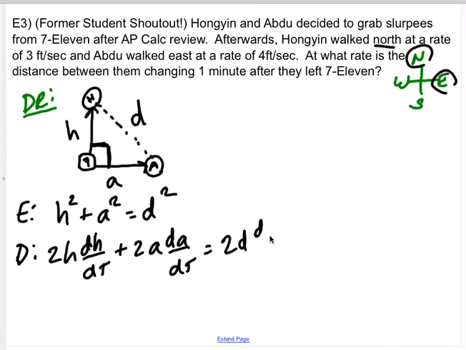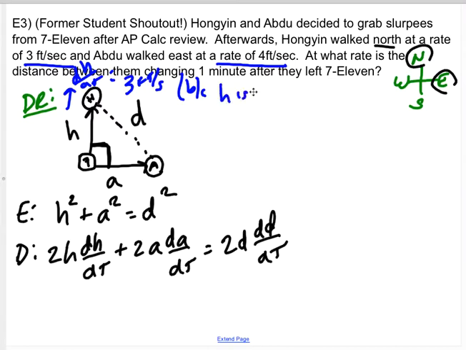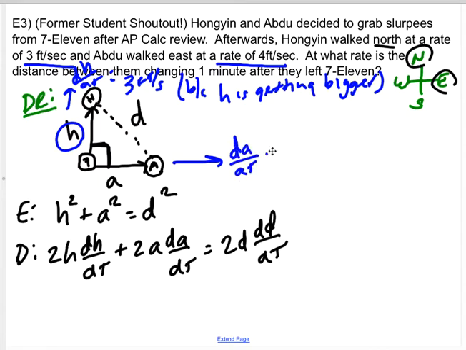Equals 2D dD/dt. What I forgot to label on my diagram, my bad, sometimes my brain is tired, is that we know how fast Abdu's walking and we know how fast Hong Yin's walking. So dH/dt is a positive 3 feet per second. It's positive because H is getting bigger, right? It's not because she's walking up. It's positive because the length, the thing I called H, is getting larger. Similarly, Abdu is walking at a rate dA/dt of 4 feet per second. Again, positive because A is getting longer. It's not because he's walking to the right, okay?